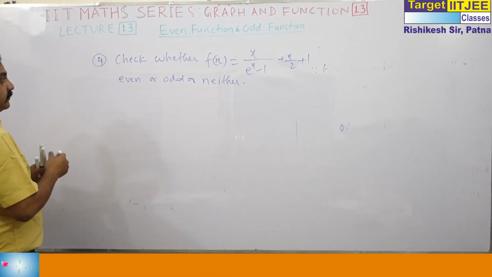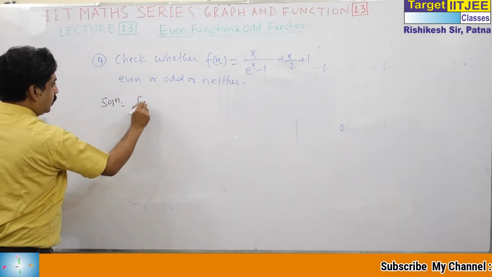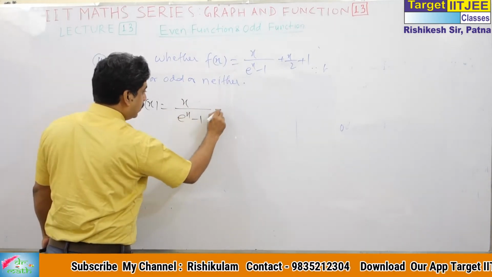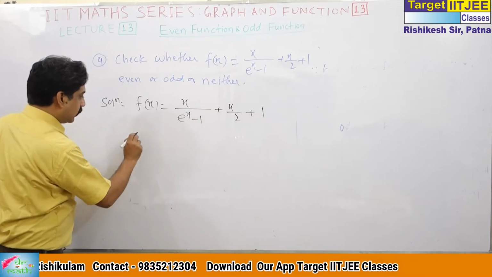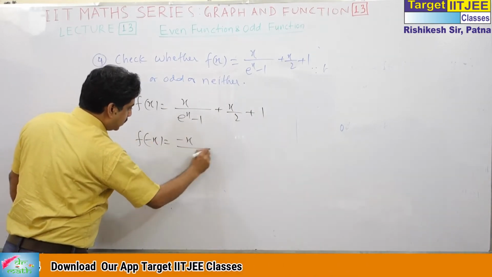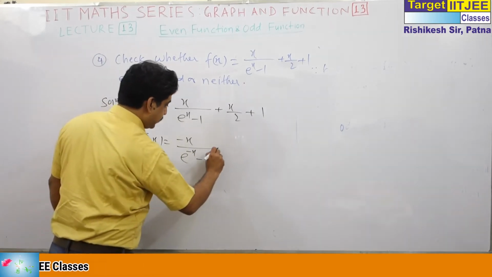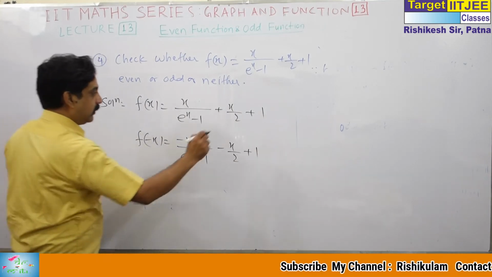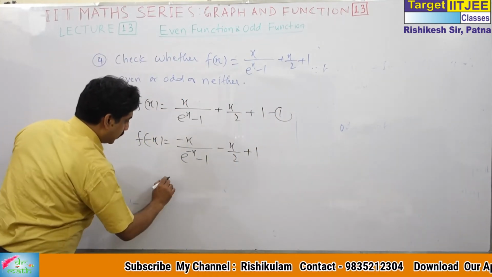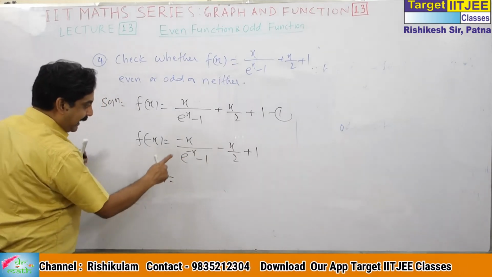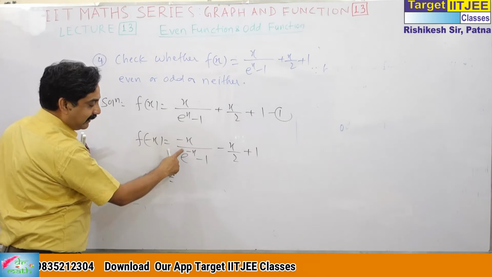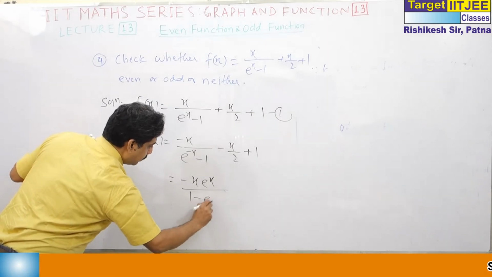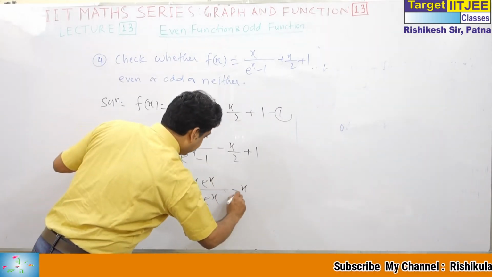What is your f(x)? x by e to the power x minus 1 plus x by 2 plus 1. What is f of minus x? Minus x by e to the power minus x minus 1, minus x by 2 plus 1. I hope you are getting it. Replacing x by minus x. This you take as 1. Now, when we simplify, write this as 1 by e to the power x and take LCM. It will be minus x e to the power x by 1 minus e to the power x. Not so difficult for you.